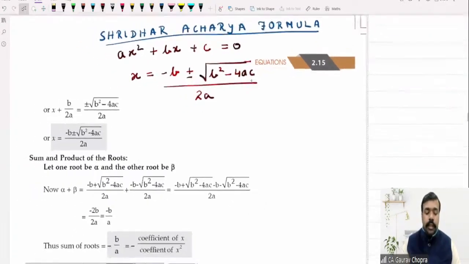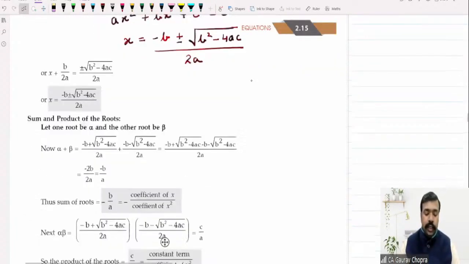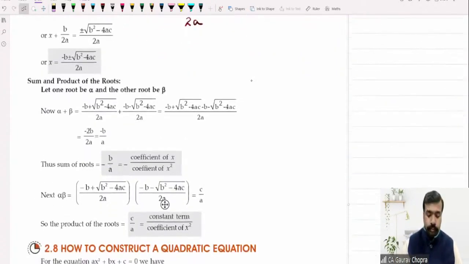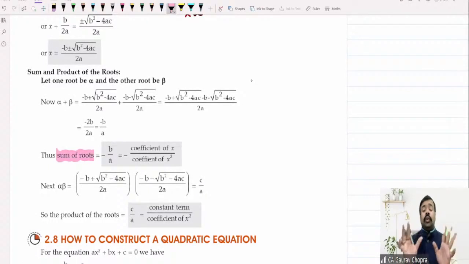Now, in this chapter, many times we will be talking about the sum of roots and also the product of roots. So we have to learn that formula also. What are the roots? We understood at the beginning of the chapter, root means the solution. The solution of an equation is known as roots.